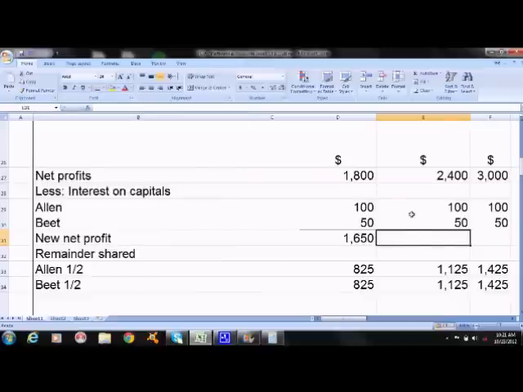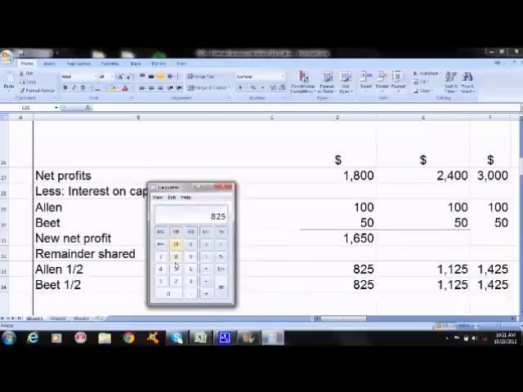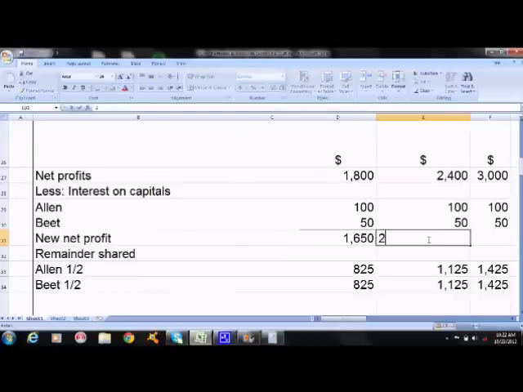In this case it will be the same, right? Yeah, it will be the same. Now what would be the amount, my friends? In this case the amount would be 2,400 minus 150. You have 2,400 minus 150. That would be equal to 2,250.